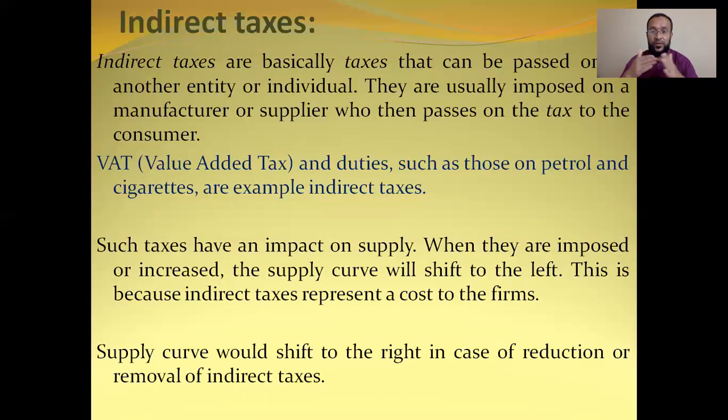So since cost is rising, they will produce less. Again, supply curve will shift to the left. And inversely, supply curve will shift to the right if there is a reduction in the indirect taxes or removal of indirect taxes. If indirect tax is totally removed, then cost of production will fall, so farms will produce more, supply curve will shift to the right. Or if it is reduced even, then also supply will increase and supply curve will shift to the right.